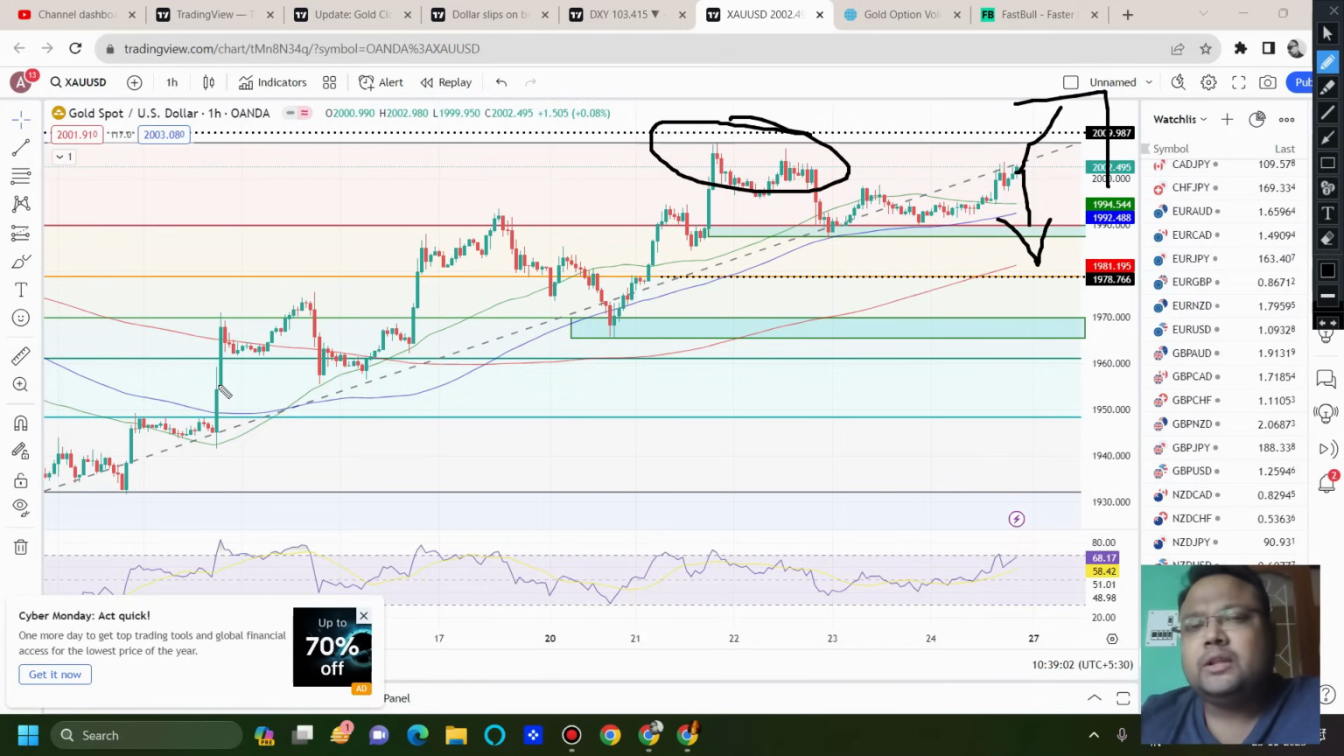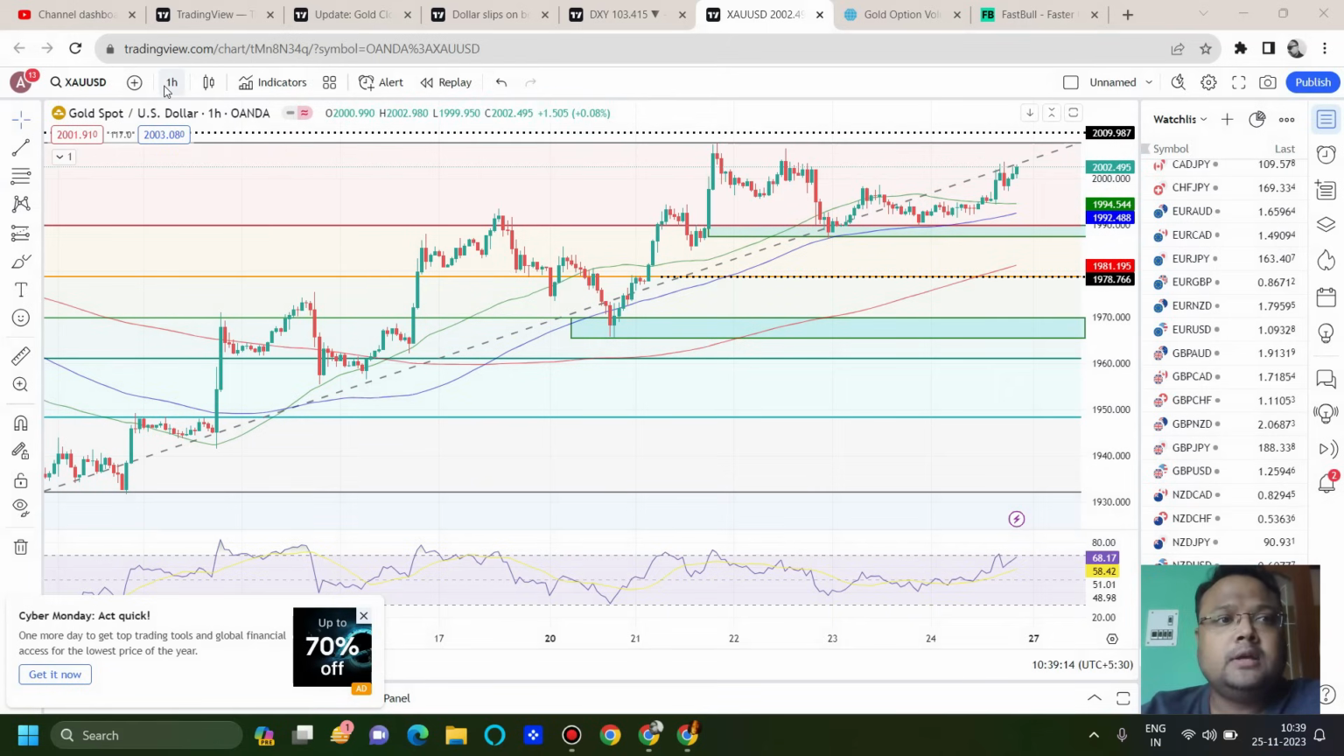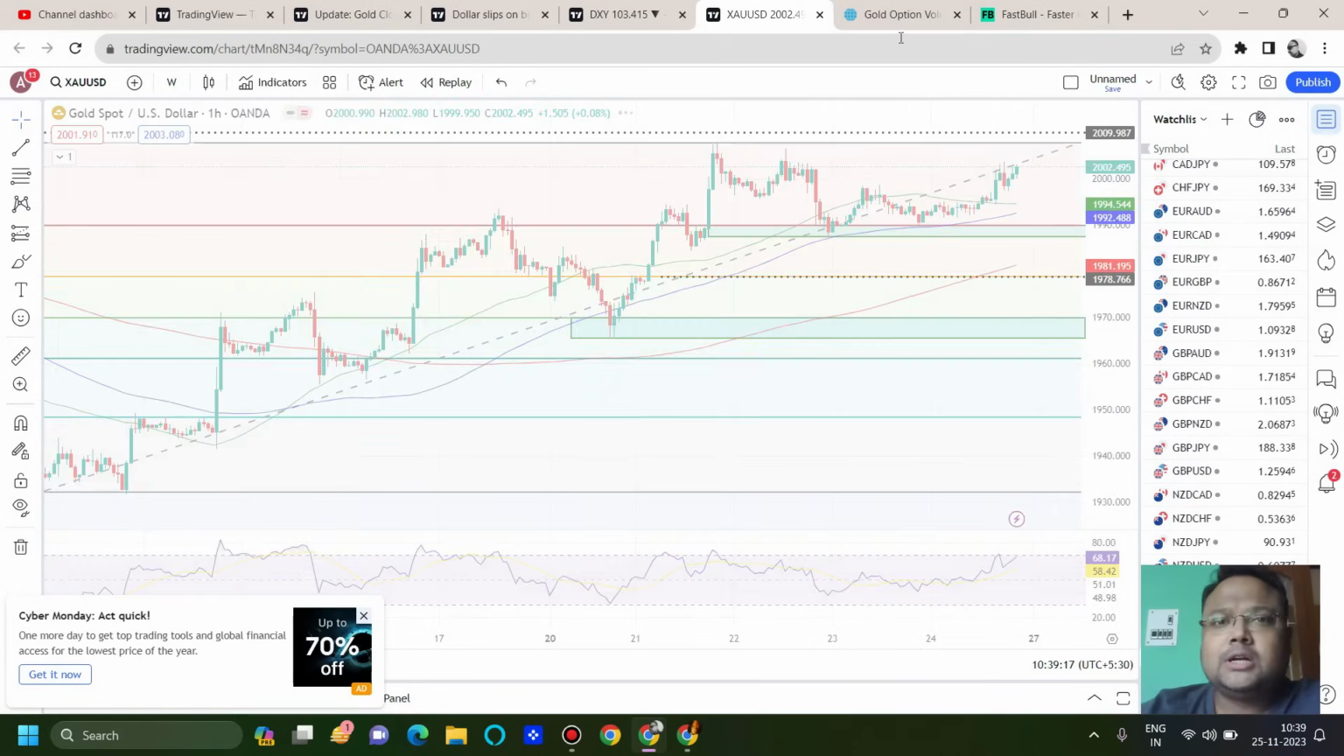During the weekend, if any news comes out, that's a different chapter. But as of now, we don't have any news yet. So the market sentiment will take gold towards the upside. So if you have a sell, then try to exit as soon as possible. Okay. So now let's look at the weekly chart of gold here.